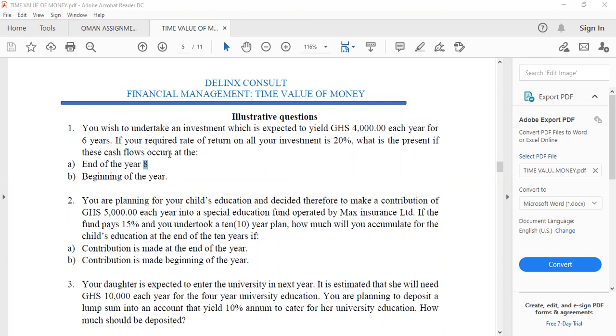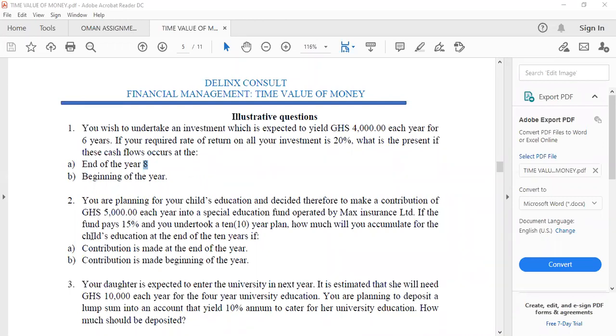You are planning for your child's education and decide therefore to make a contribution of 5,000 each year into a special education fund operated by Max Insurance Limited. If the funds pay 15% and you undertook a 10-year plan, how much will you accumulate for the child's education at the end of the 10 years if contribution is made at the beginning of the year? You can see that it's the same question, isn't it? It's the same thing that we did under this one.